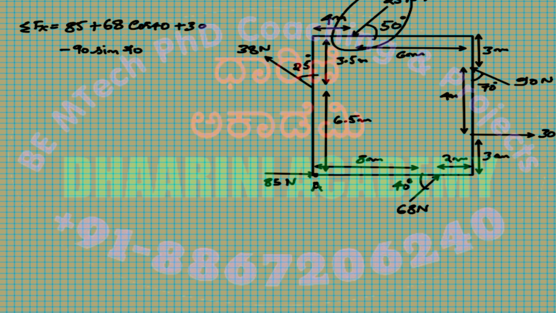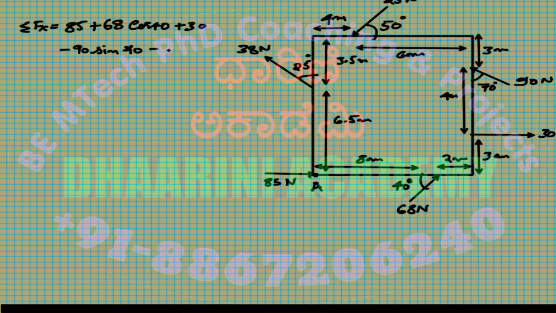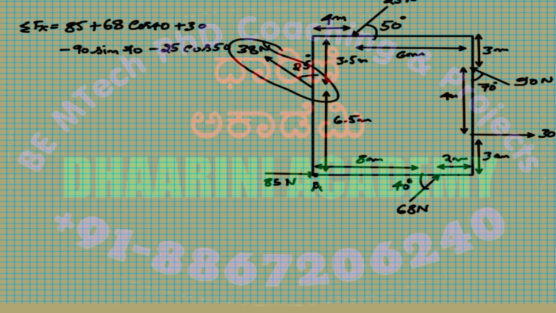So if it is down and left, actually this is the third quadrant, right? So where the x component is negative, so this is minus 25. Angle is given with respect to x-axis itself, so minus 25 cos 50, right? Then we have another force, that is 38 Newton, right, making 25 degrees.